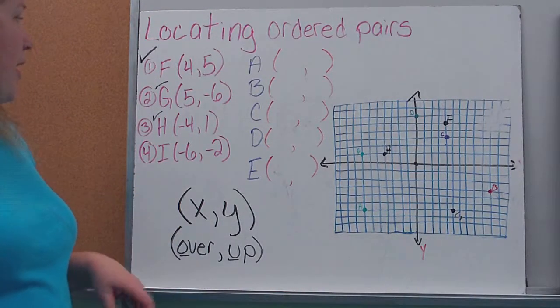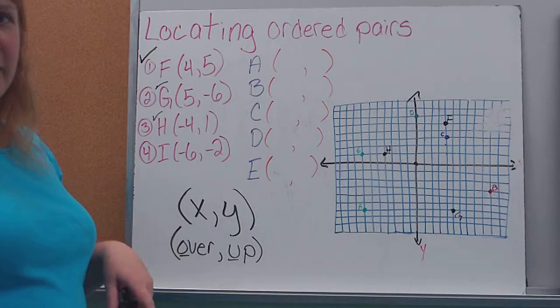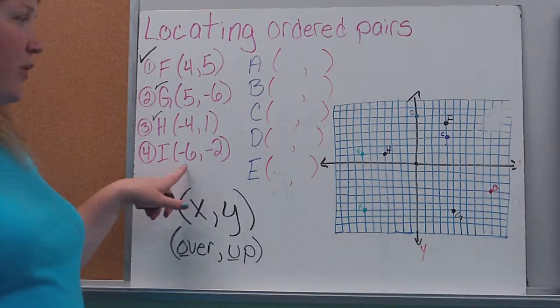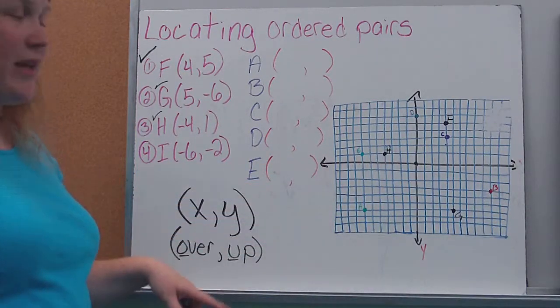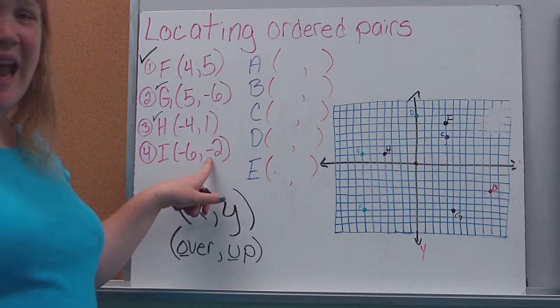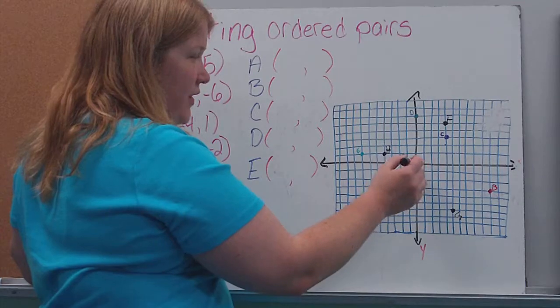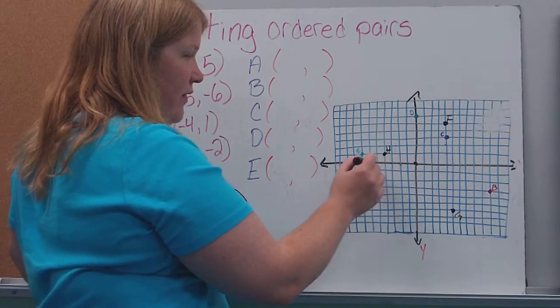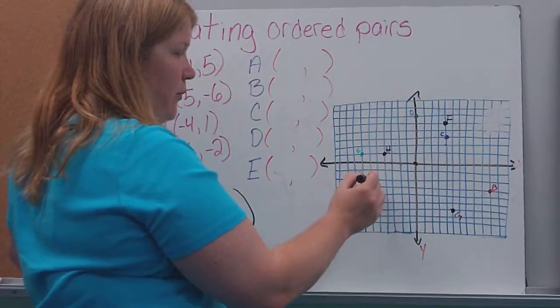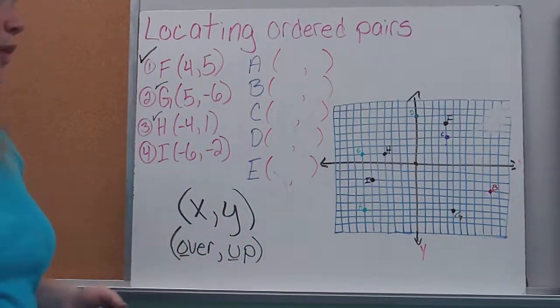Finally, let's plot our I value. Here I have a negative 6 and a negative 2. Negative 6 is my x value, so it's telling me to go to the left 6 spaces. The negative 2 for my y value then tells me I need to go down rather than up. So we want to go over negative 6, 2, 3, 4, 5, 6, down negative 2. And label our point I.